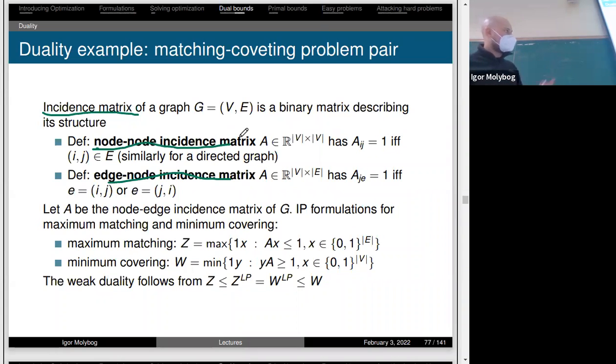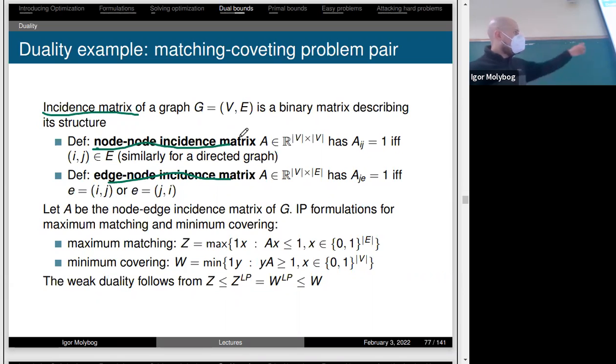The edge node incidence matrix has edges on one of the dimensions of the matrix, and it has exactly two ones on each row in this particular example, telling you which two nodes the edge connects. Both of them uniquely capture the structure, because permutations of them would still give you the same kind of graph.